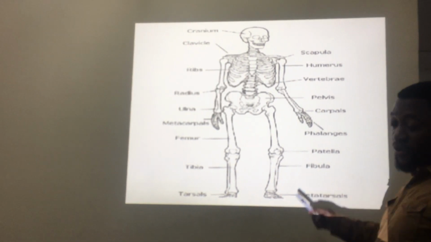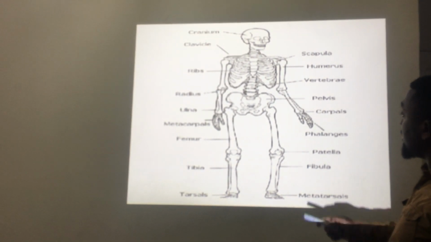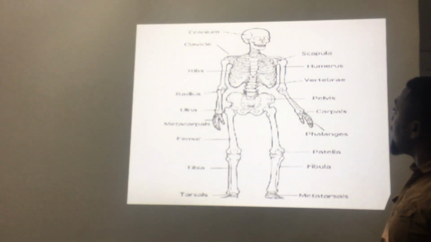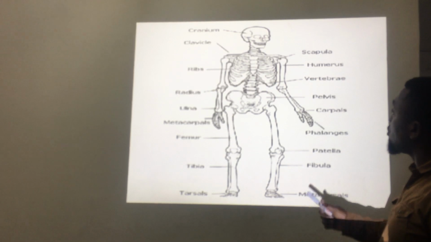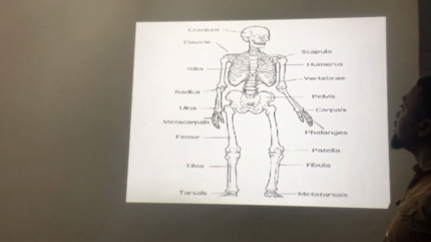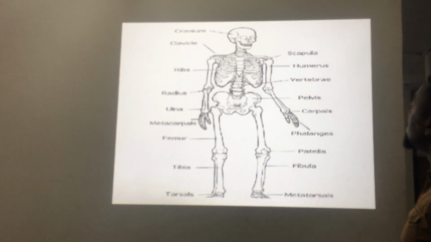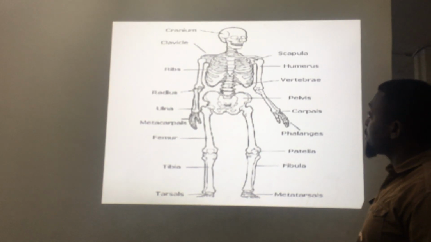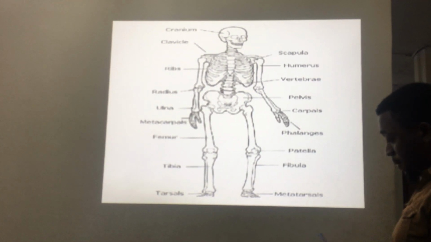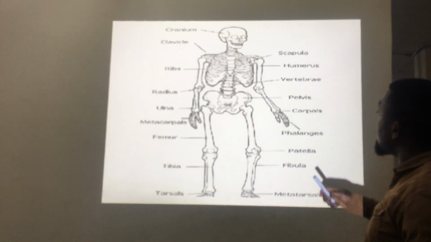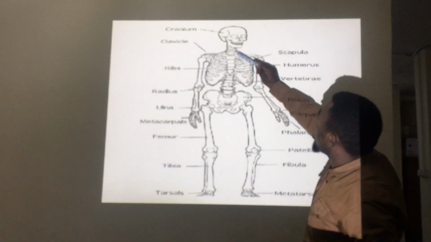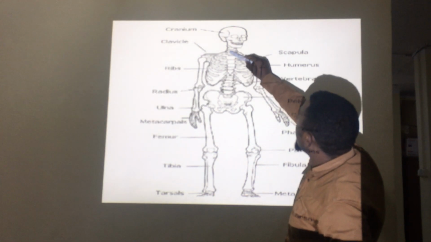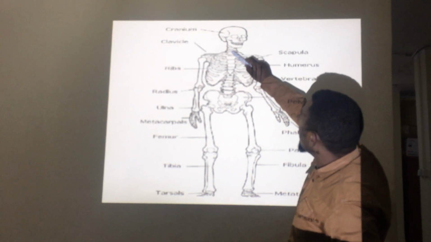As you can see on the screen, this is a skeleton of a human body. And I'm going to show you places where joints are in the body. Firstly, I made mention of the ball and socket joint. I told you the places where you can see joints in our body. Number one, you can see joints here in the neck.